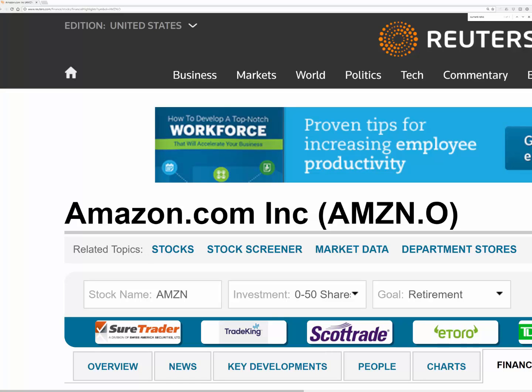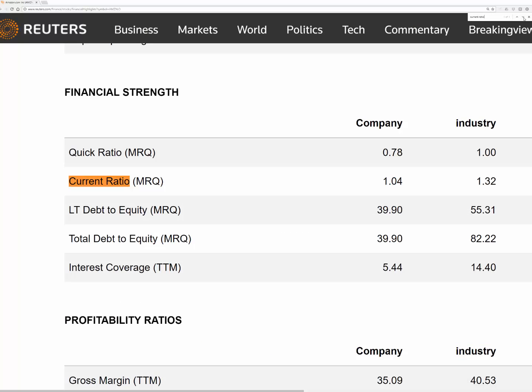Now let's go look at some real-life current ratios. So right now we're looking at a website called Reuters, and I'm looking at the Amazon page on Reuters. Let's see if we can find the current ratio. I'm going to do Control F for find. And here's the current ratio. By the way, the MRQ just means most recent quarter.